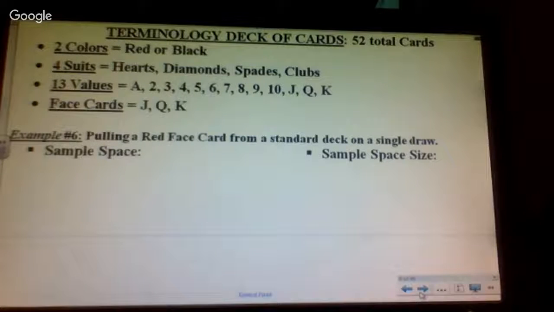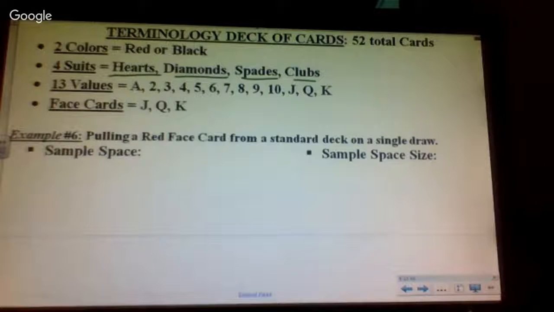In a deck of cards, you have two colors, red and black. Of those colors, you have two different suits that are red: hearts and diamonds. You have two different suits that are black: spades and clubs. Inside each suit, you have 13 values from ace to king. Ace is your one card, or sometimes your high card, depending on what they tell you in the problem. And inside of those, we have 3 face cards: jack, queen, king. Ace is not a face card. It does not have a face on it.